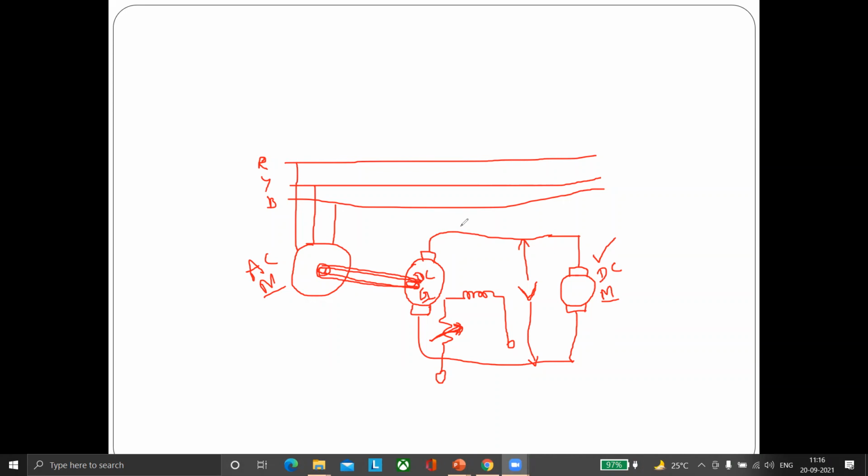Is it clear? So these are the drawbacks in the general speed control techniques of DC motors. All these drawbacks can be overcome by the solid state control techniques. The first one is the armature resistance control method, the second is the armature voltage control method, and the third is the field flux control method. We have a lot of drawbacks in these three methods.